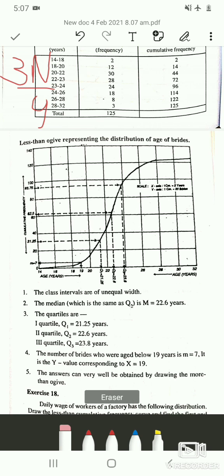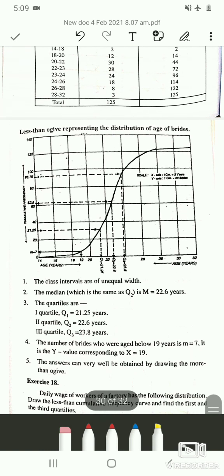So we have found median and as well as the remaining two quartiles, that is lower quartile as well. Now, to find the brides who were aged below 19 years, what you have to do is check in x-axis where 19 lies, which is somewhere here. So draw a straight line till it touches the curve. So it touches over here. From the point where it touches, draw a perpendicular line to the y-axis. So that corresponding value will be your answer. In this case it is 7. Therefore the number of brides who were aged below 19 years is 7.